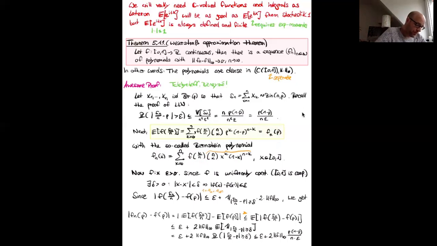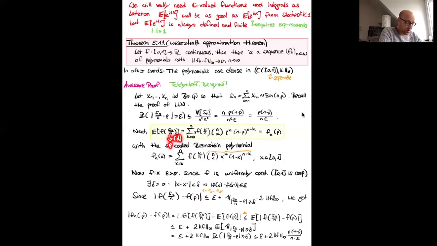So let's first think for a quick second why we have pointwise convergence. Or we need uniform convergence, but I'm claiming pointwise convergence is easy. Well, we know Sn divided by n converges almost surely to the expectation of x1, which is p. So this one converges almost surely to p. But if it converges almost surely, it always also converges in distribution. And f is continuous and bounded. It's on [0, 1], so it's automatically bounded. A continuous function on compact sets is bounded.